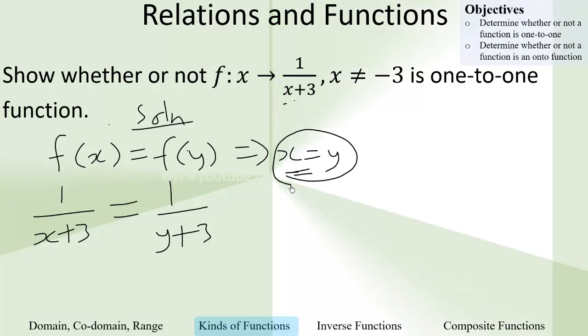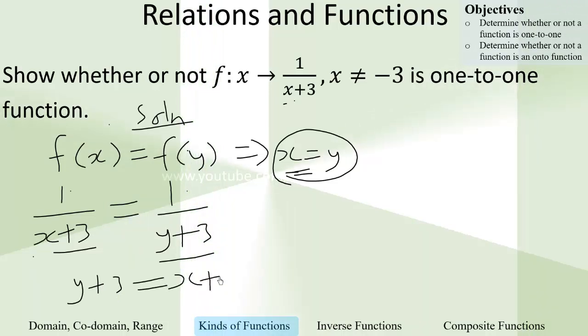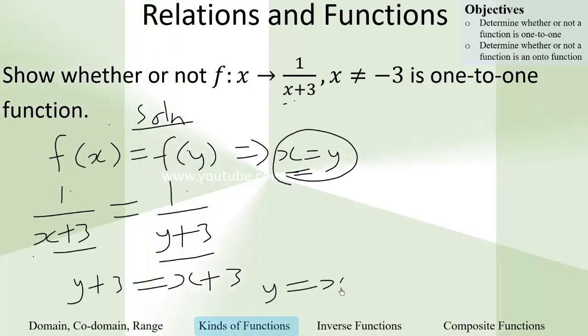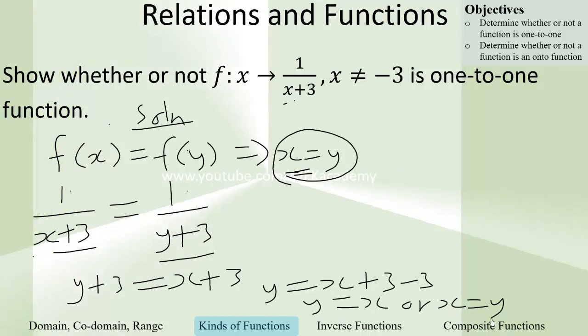So let's cross multiply. X plus 3 will times 1, and y plus 3 will times 1. So 1 times y plus 3 will be y plus 3. Then 1 times x plus 3 will be x plus 3. Now we have y equal to x plus 3 minus 3. So we can see that y is actually equal to x, or we can see x is equal to y. Therefore, the function f is a one-to-one function.